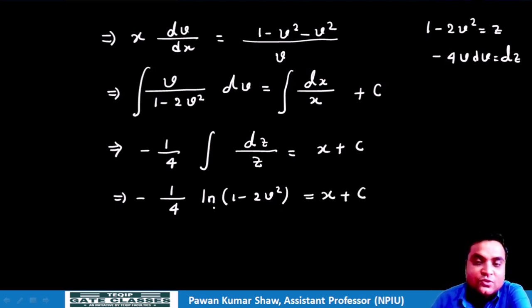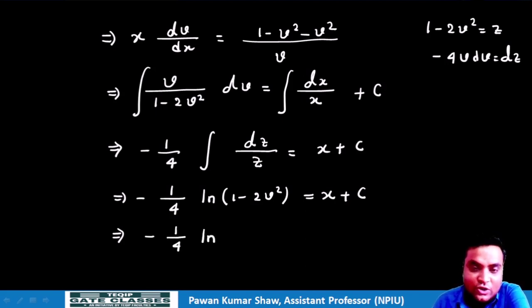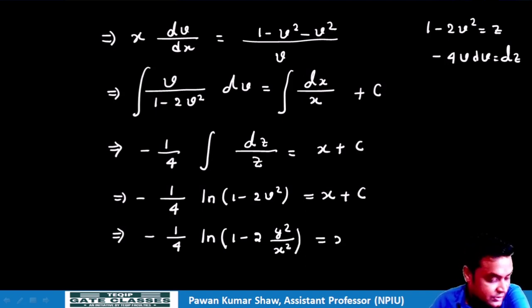अब जब हम फाइनल सोल्यूशन लिखेंगे, in that case we have to replace the value of v. v की वैल्यू क्या है हमारी, v की वैल्यू होगी हमारी y by x, because we assume that y equal to vx. So minus 1 by 4, it's a log of 1 minus, and v is our y by x, so that will be our 2 y square by x square is equal to x plus c.